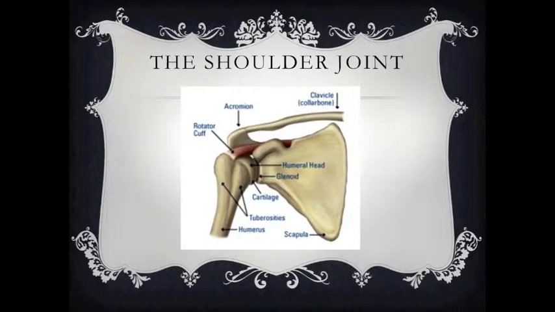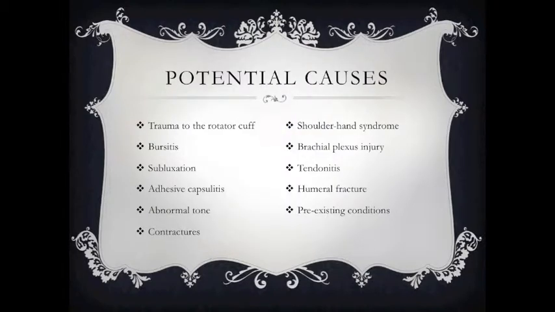The shoulder joint of the upper extremity is where the humeral head meets the scapular glenoid fossa. The humeral head is held into place in the fossa by the four rotator cuff muscles: subscapularis, supraspinatus, infraspinatus, and teres minor. Many of the causes of shoulder pain are thought to be associated with these four muscles, specifically the subscapularis muscle. There are many potential causes for hemiplegic shoulder pain. However, in this presentation, I will focus on subluxation and abnormal muscle tone.